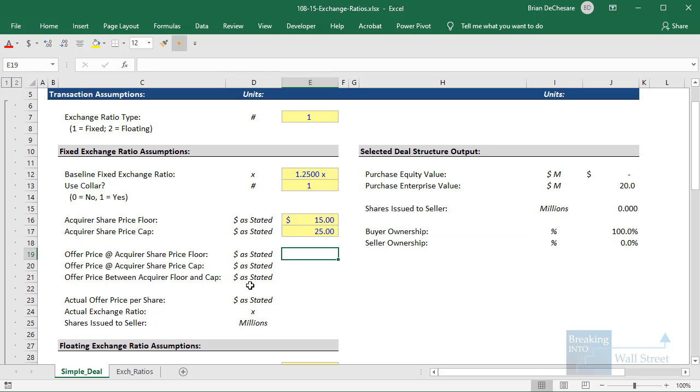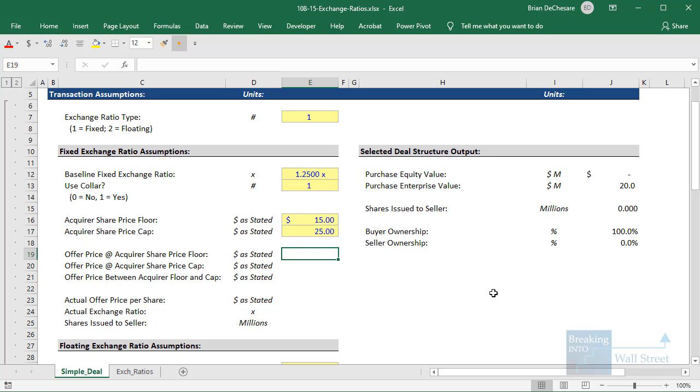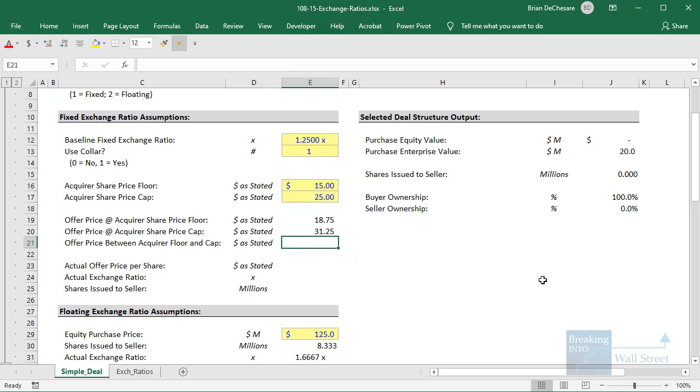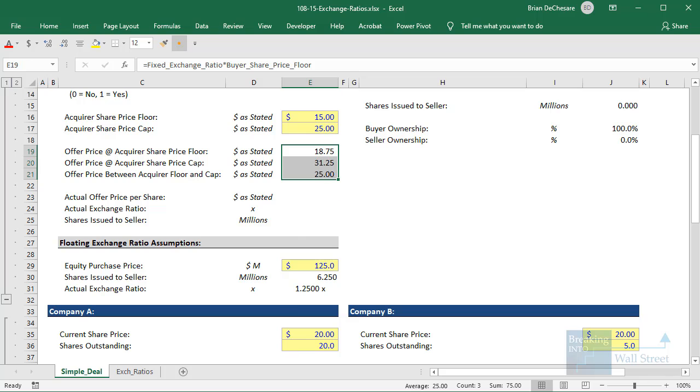So the first thing to do here is to calculate the offer price when the acquirer's share price hits this floor and also when it reaches its cap. So we'll take the fixed exchange ratio and multiply by this number. And then we'll take the fixed exchange ratio and multiply by the share price cap. We get that. And then let's also calculate it for when it's not at either of those, when it's somewhere in the middle. So we'll take the fixed exchange ratio and multiply by the buyer's current share price here. I'm actually going to set this back to 20 for now so you can see the differences between all of these.